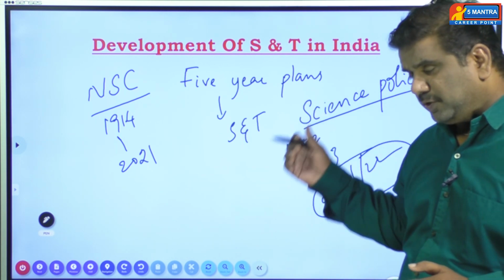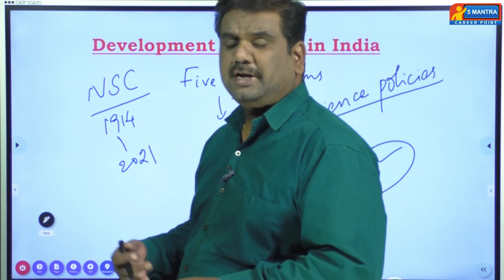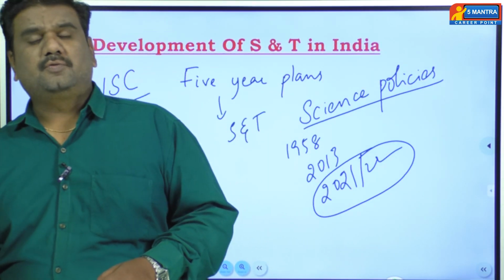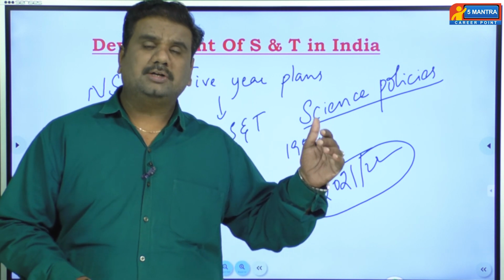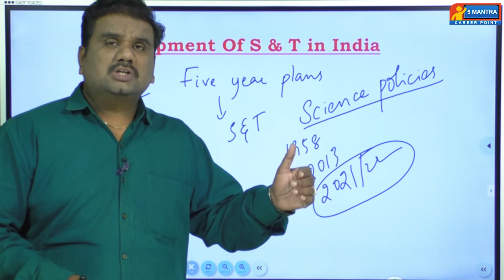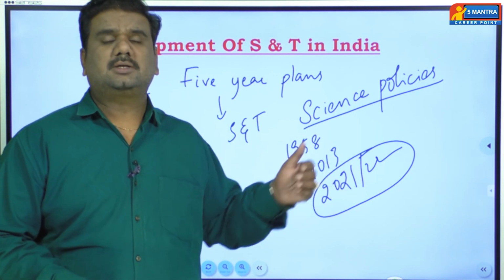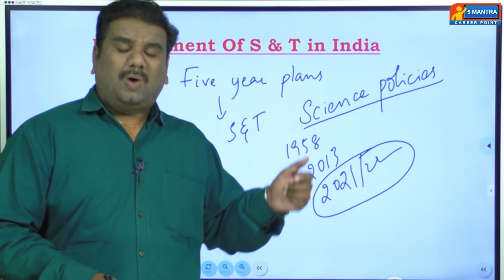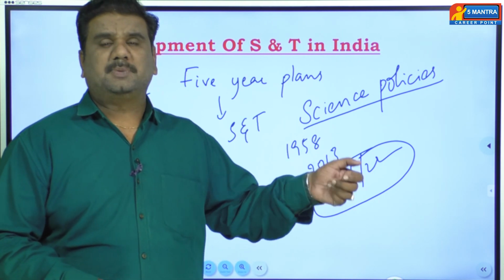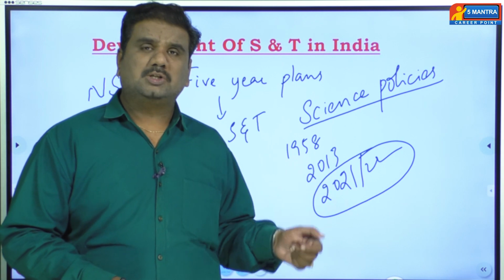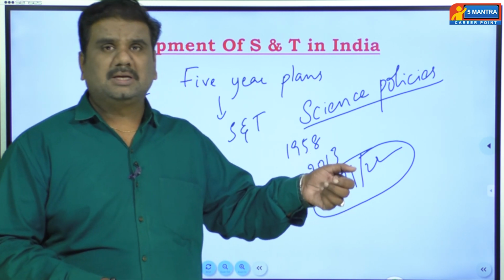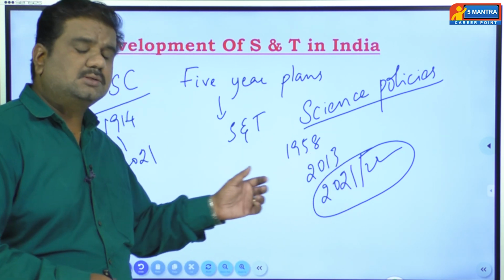So for the 58 policy, the 83 policy, the 2003 policy or the 2013 policy, on which particular sectors was the focus laid? Why has a particular science policy been designed, why has it been formulated, why is it being implemented? That is what we'll discuss here.